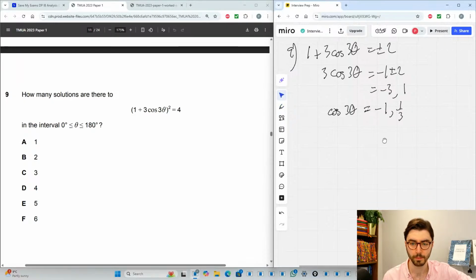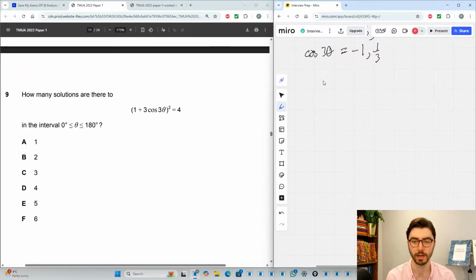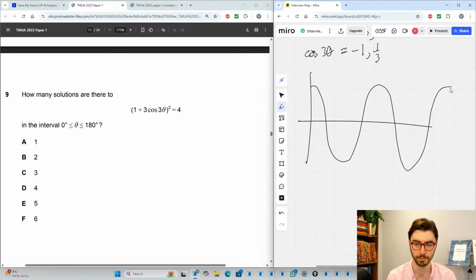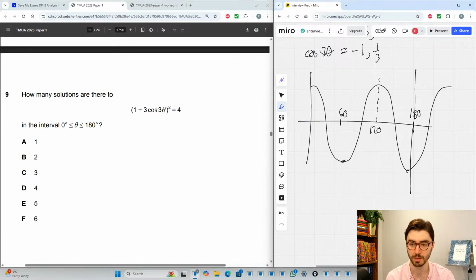Now, let's draw this out. Because it was going to have a period of 360, I've divided it by 3 here to make it 120. So that's 180 because each half is 60. So up to there, okay. So minus 1, if it's allowed to be equal to 180, then I have 2 minus 1s. And if it's allowed to be a third, then I'm going to get 3 of those. So the 5 solutions is E.